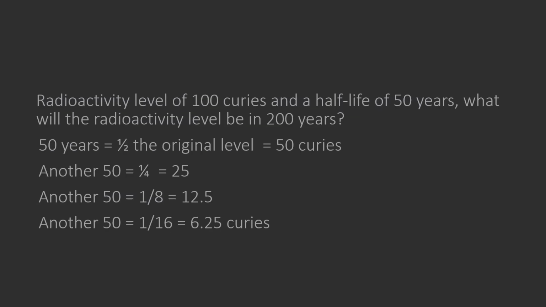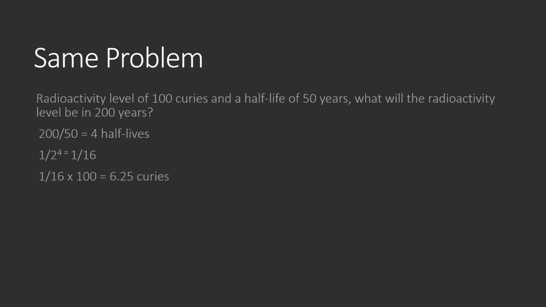So with a radioactivity level of 100 curies and a half-life of 50 years, we can find the radioactivity level after 200 years. After 50 years, the first half-life, you'll have 50 curies, half of the original amount. After another 50 years, you'll end up at a quarter, which is 25. Another 50 years, another half of that, and another 50, another half. So after 200 years, a 100 curie sample would become 6.25 curies.